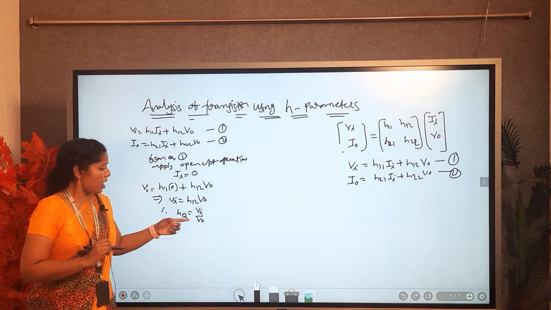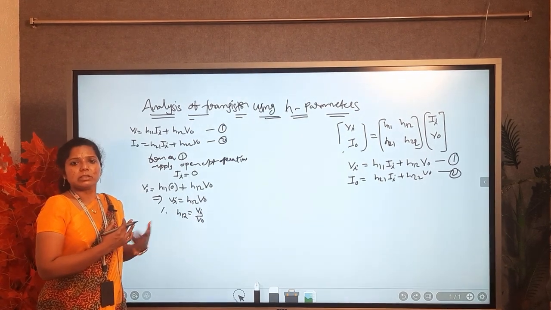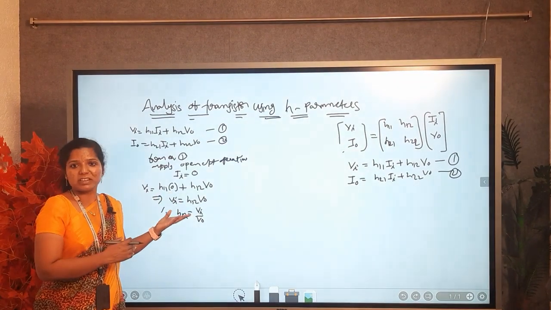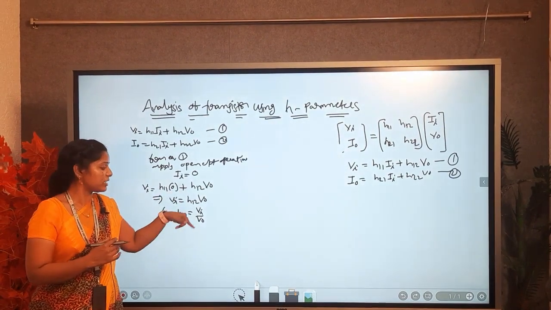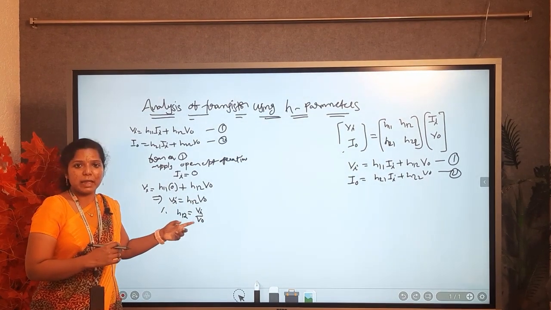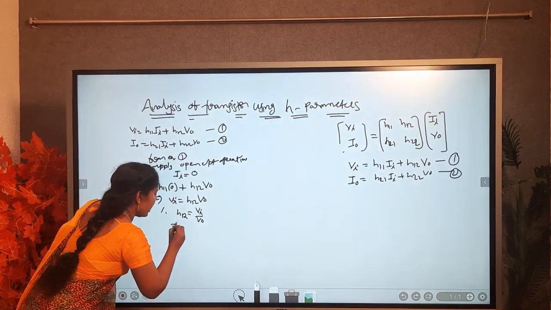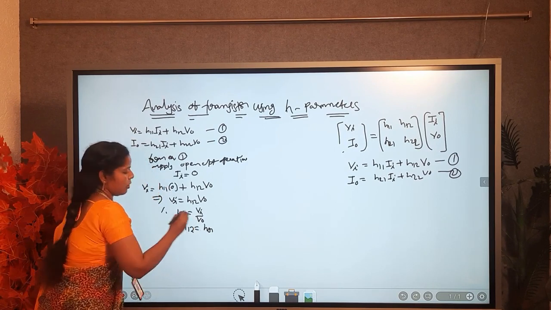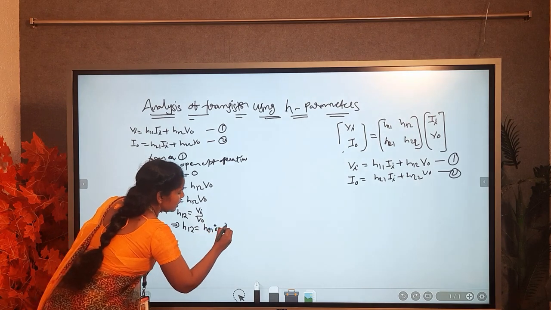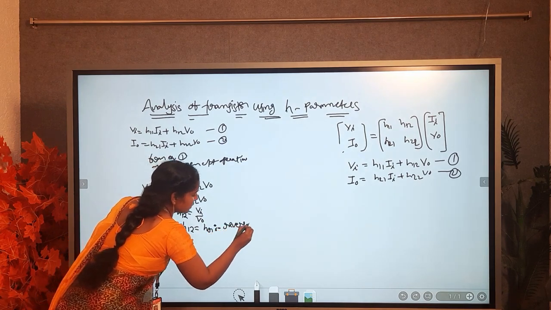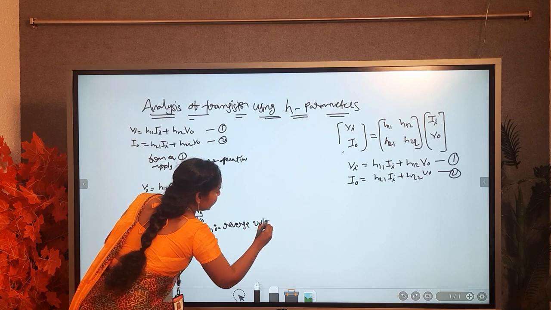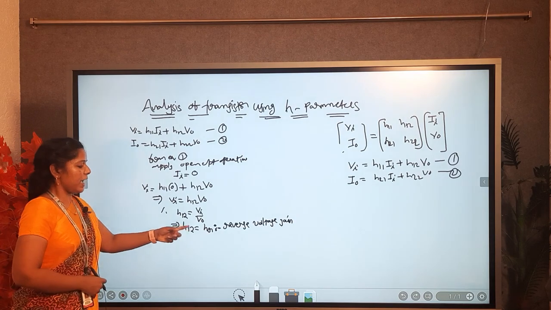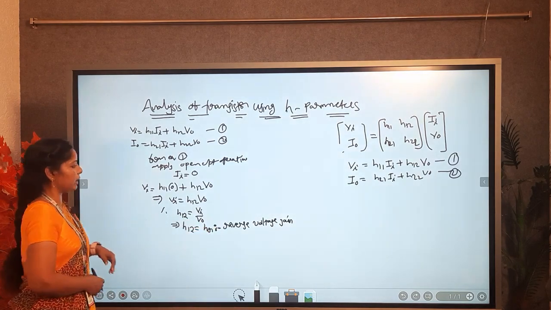That means gain is the ratio of output by input, but here it is reversed. So it is input voltage by output voltage. So H12 we can represent as HR. What do you mean by HR? Reverse voltage gain. So H12 can be represented as HR, that is reverse voltage gain.